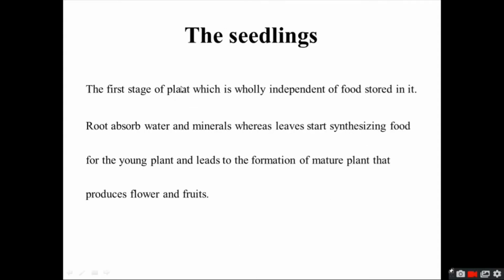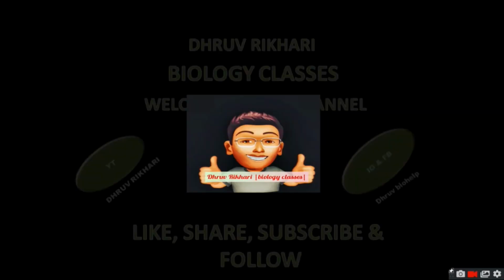Next is about the seedlings. Now seedlings are basically the first stage of plant which is wholly independent of food stored in the seed. When seeds are germinated and the cotyledons are formed, from the embryonic leaves they are able to synthesize their food and store their food. So this is the state which is basically the seedling, which comes after the germination, where root can absorb water and minerals, whereas leaves start synthesizing food for the young plants and lead to the formation of mature plant that produces flowers and fruits. So this is all from this video.